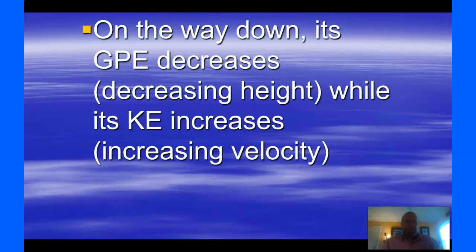Okay, you're back. On the way down, the GPE decreases because of the decreasing height, and the KE increases because of increasing velocity, just like if you drop something off a building. Okay, and that's in the picture of the cannonball going down, increasing KE, decreasing GPE. You get it? You got it? Good.